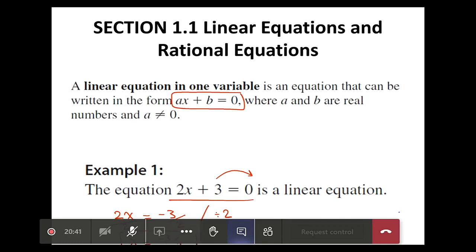If we need to check whether this is correct or not, we can substitute the value of x in the equation. For example, we have 2x plus 3, with x equal to minus 3 over 2, so 2 times minus 3 over 2 plus 3. Cancel 2 with 2, so we have minus 3 plus 3, and this equals 0. The right hand side also equals 0. This is just if you need to check whether your answer is correct.